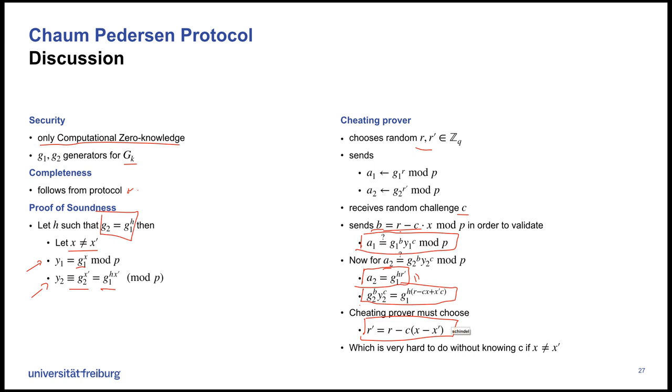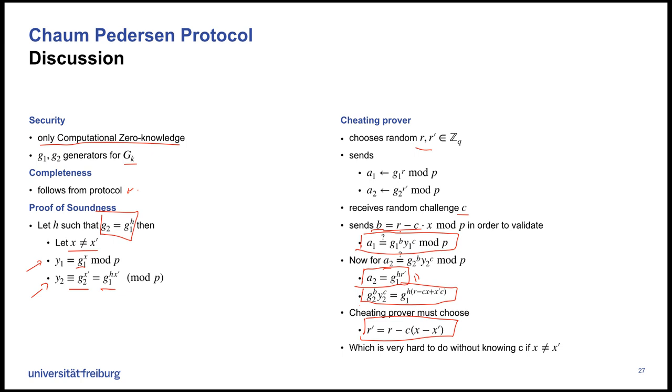Now we have the following problem: we start with some R, and we want to cheat with R prime, and we have to have a certain relationship, which is given by this equation. But we don't know C. So somebody comes and says, okay, I want to cheat. I have two different numbers, but the only way to cheat is if I know what C is in advance.